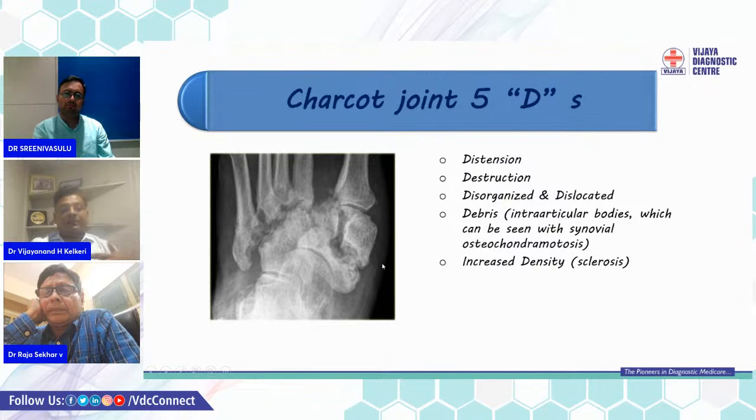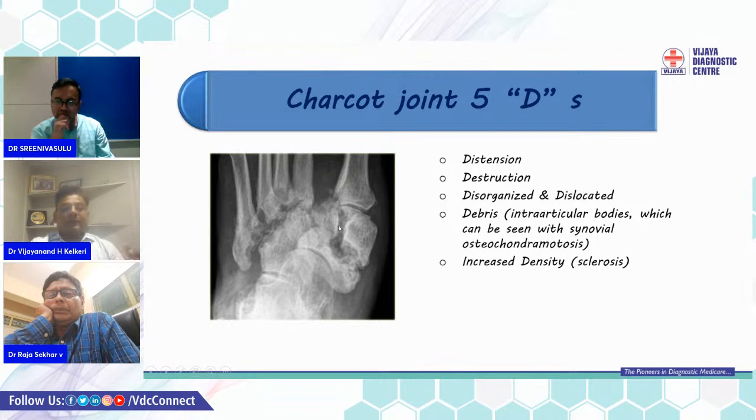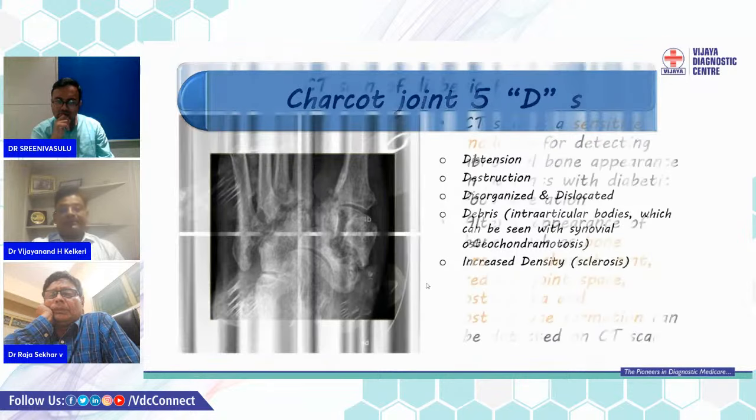Basically, what happens is during the course of Charcot's disease, there will be destruction, and then there will be some amount of healing which comes with the sclerosis. And you can see a few areas of sclerotic margins here in this tarsal bone. And these can be better seen in the CT scan also, which I'll be showing in the next slide.